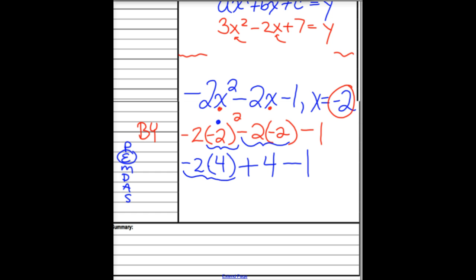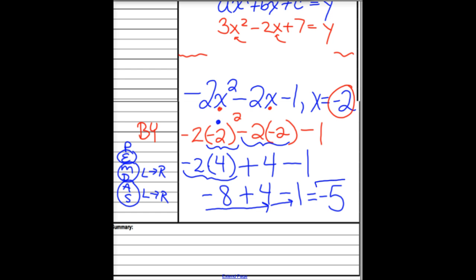Negative 2 times 4 is a negative 8. Plus 4 minus 1. And then I add and subtract left to right. You multiply and divide left to right. So I go negative 8. It's 8 below 0. It goes up 4 degrees. It's now 4 below 0. And it falls 1, and it's now 5 below 0. Think of temperature when you're adding and subtracting with negatives. It's helpful. And I'm at negative 5.